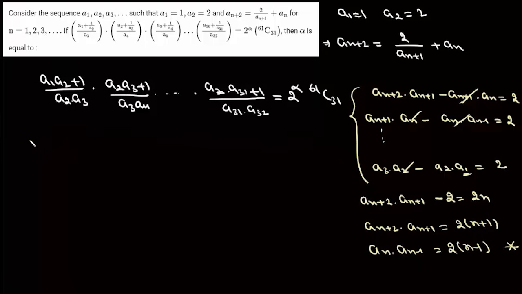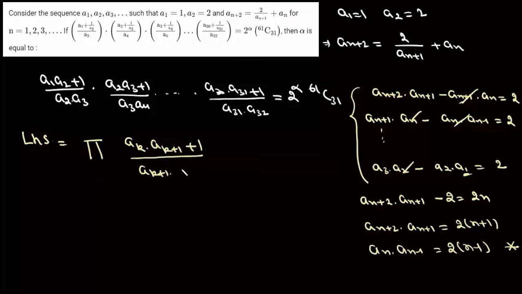Now if we look at this left hand side, we can write this left hand side as this product a_k into a_{k+1} plus 1 upon a_{k+1} into a_{k+2}, where the value of k varies from 1 to 30.